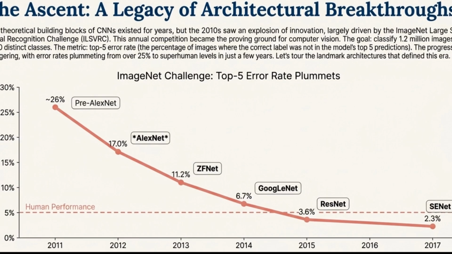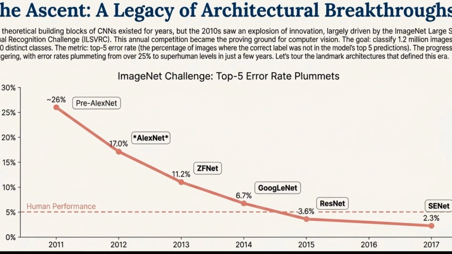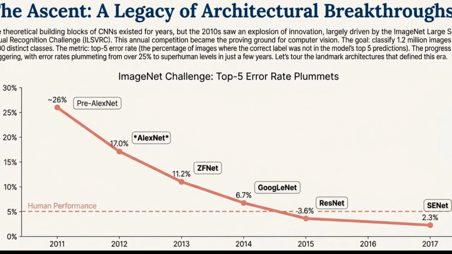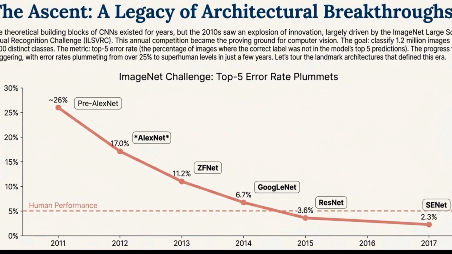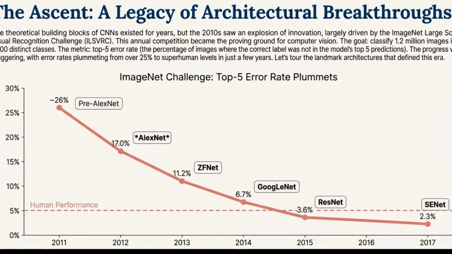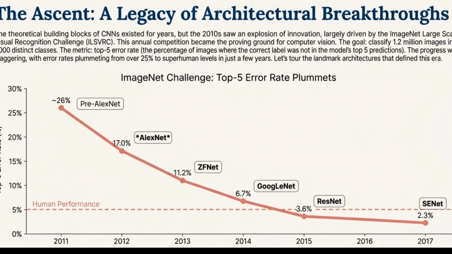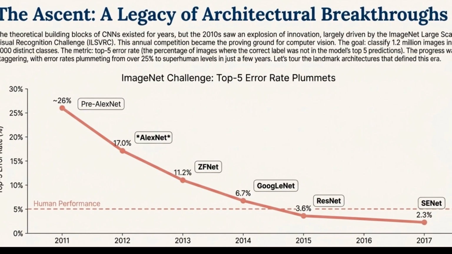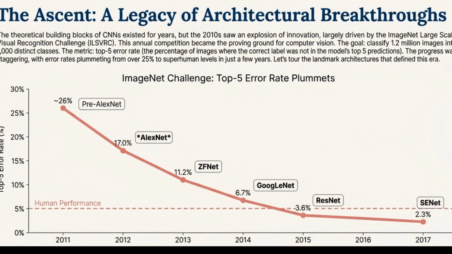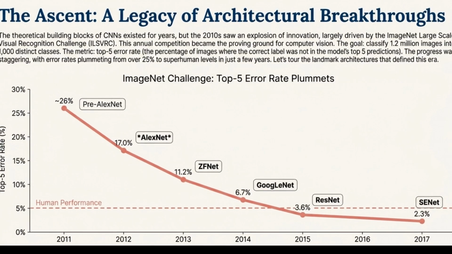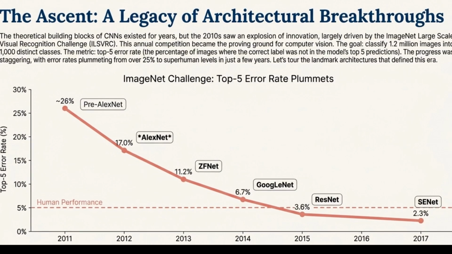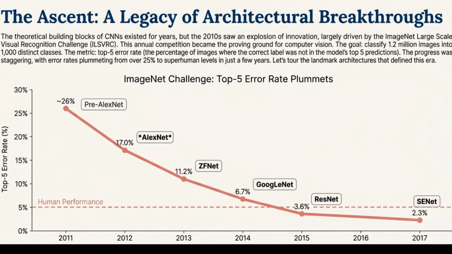The metric used to track progress was the top 5 error rate, which is the percentage of images where the correct label was not included in the model's top 5 predictions. The progress was nothing short of staggering, as demonstrated by the plummeting red line on this chart. In 2011, the pre-AlexNet models hovered near a 26% top 5 error rate. Then, in 2012, AlexNet halved that error rate.